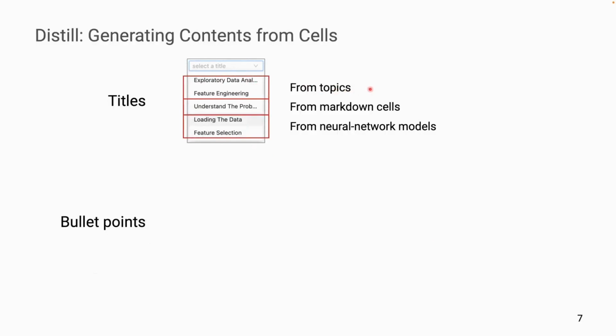The first 2 are from topics related to the main stages of the data science workflow. The third one is from markdown cells. The last 2 are generated by 2 neural network models. Generating multiple title candidates is helpful because sometimes one method doesn't work well, and the candidates can complement each other.